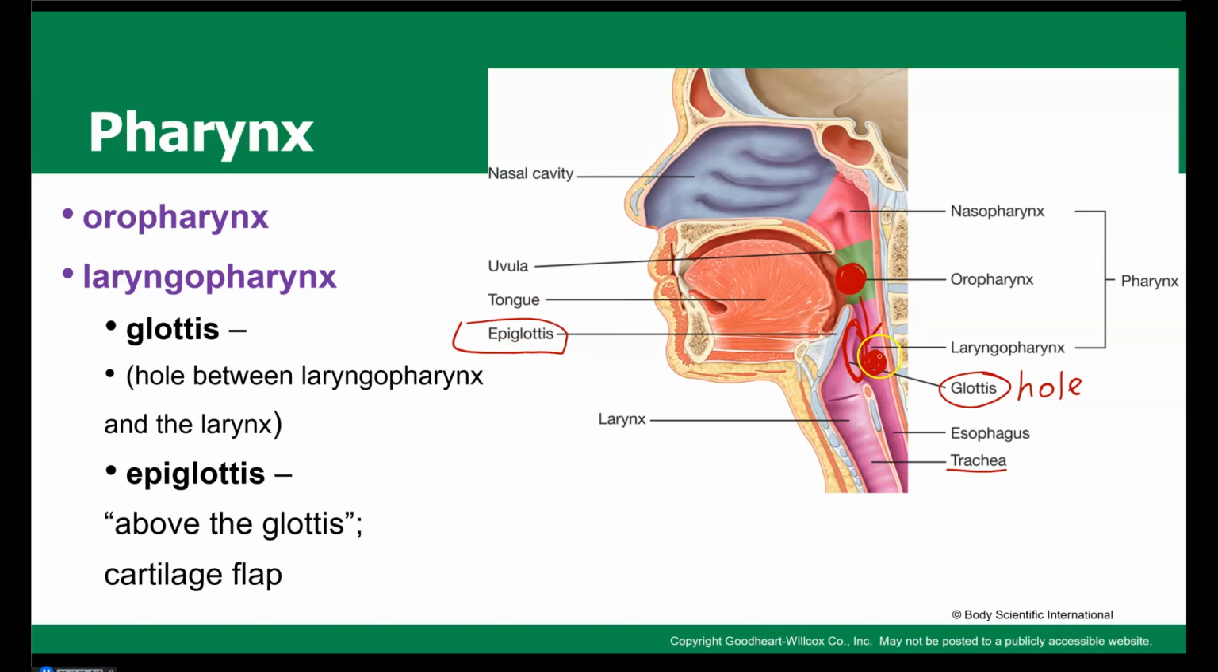So as that bolus comes along, it's going to cause that epiglottis to close over that glottis. So this will come down, it'll close over the glottis, and then that bolus will be forced to go down the esophagus. So anytime we choke, it's because somehow the epiglottis didn't close properly and food or water or fluid got into the larynx. So therefore the glottis is this hole right here, and then the epiglottis is this flap that comes down over the glottis to force the bolus to go down this way into the esophagus.